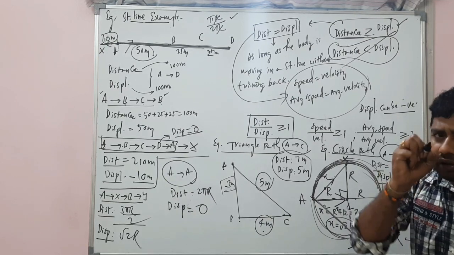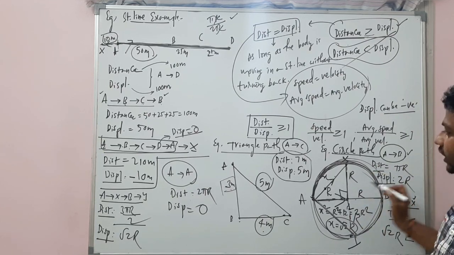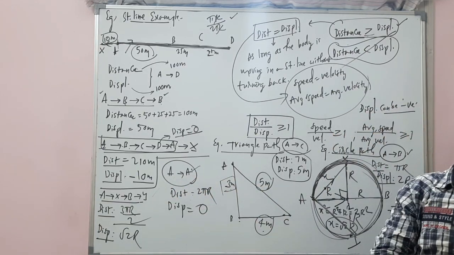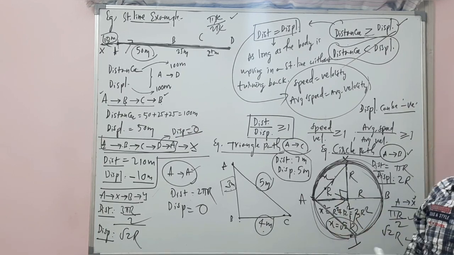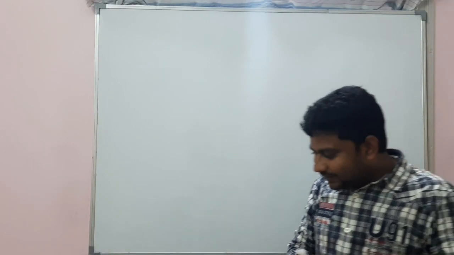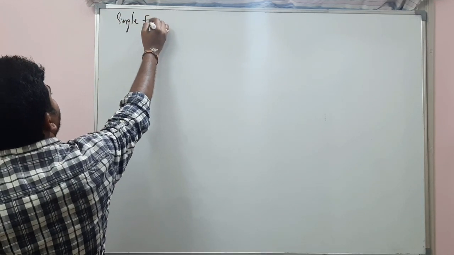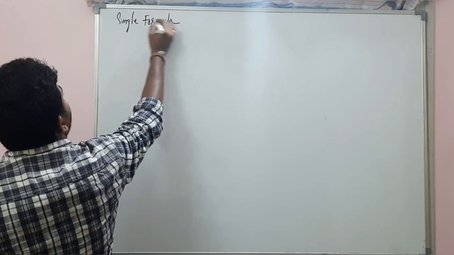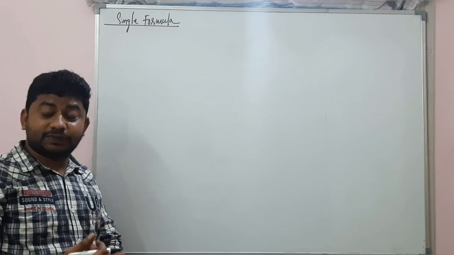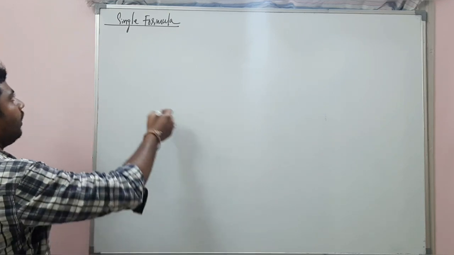You know, with a single formula, we can solve all these cases: A to B, A to X, A to A, A to X, B, B to Y. With a single formula, you can solve all these cases, and that's what we will be discussing now, my dear students. Now, with a single formula, to find the distance and displacement covered, especially displacement covered. Distance is so simple. Displacement covered in a circular path, right?